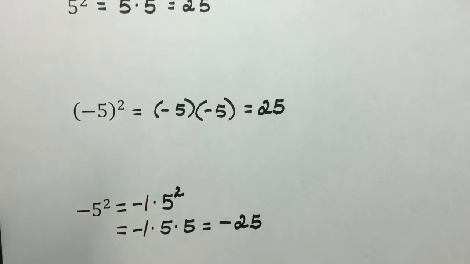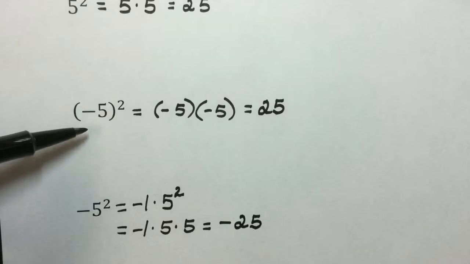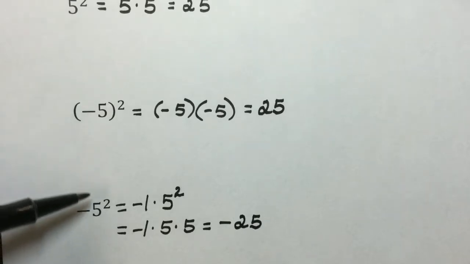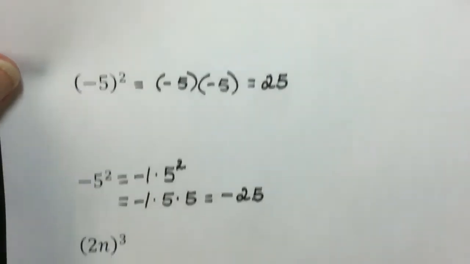So be aware and ask yourself, what is being raised to the power? Again, here it's clearly with the parentheses what's raised to the power, and here, if they had wanted the negative included, the parentheses would have been there. It's shorthand for a -1 times that product.